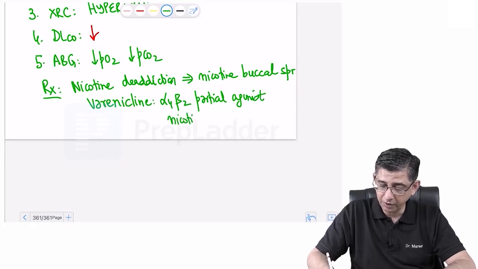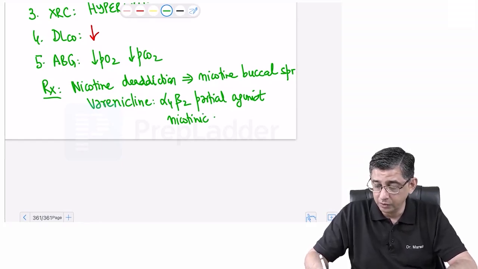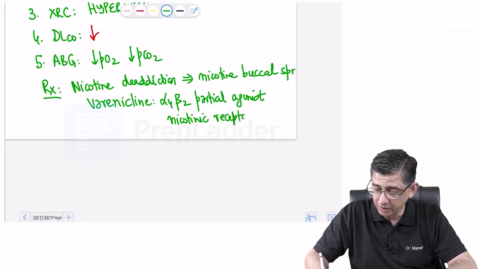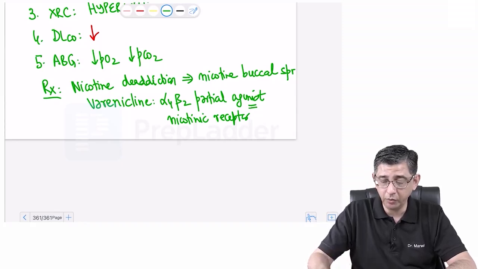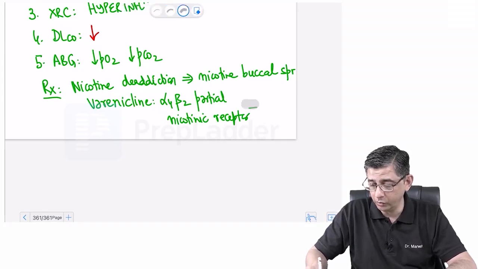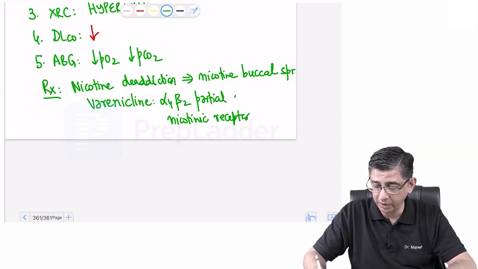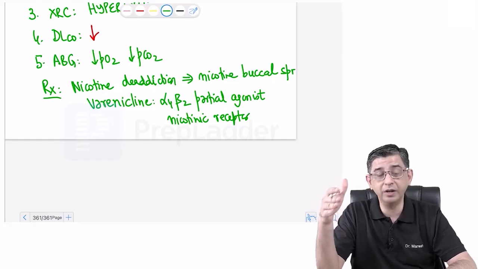Listen to my words very carefully. I said varenicline, brand name Champix, known by various names. This drug is not an antagonist. It is an agonist of the alpha 4 beta 2 nicotinic receptor. And you very well know from your pharmacological knowledge that you don't need only an antagonist, even an agonist could be blocking the action. The pleasurable effects of smoking would be curtailed.